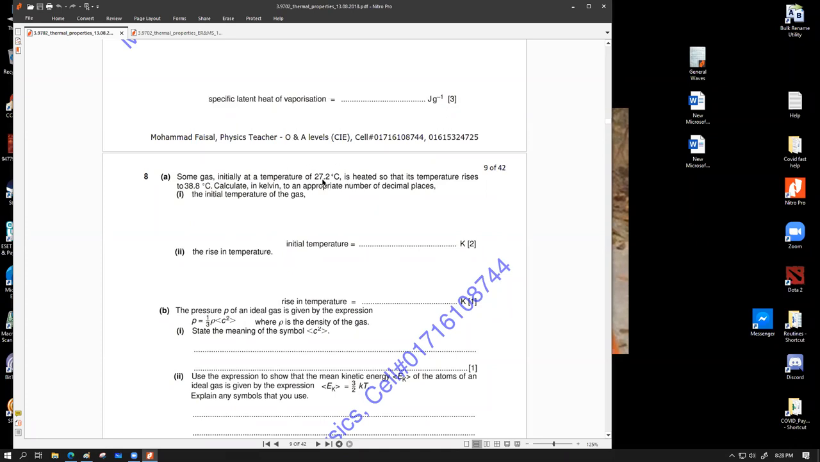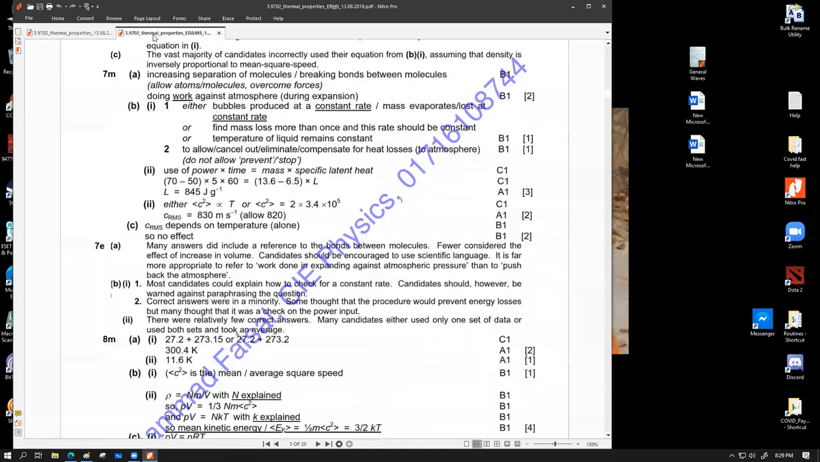So 27.2 degrees Celsius plus 273.15 or 273.2. So you have to use that 5SF or 4SF value for the Kelvin temperature equivalent of 0 degrees Celsius. So here you have two different options so that your final answer is also coming at one decimal place, pretty much like what was given for the original temperature in degrees Celsius. So if you add only 273, you're going to get 300.2. But you cannot add only 273. You have to add 273.2 at the very least. That's the point.